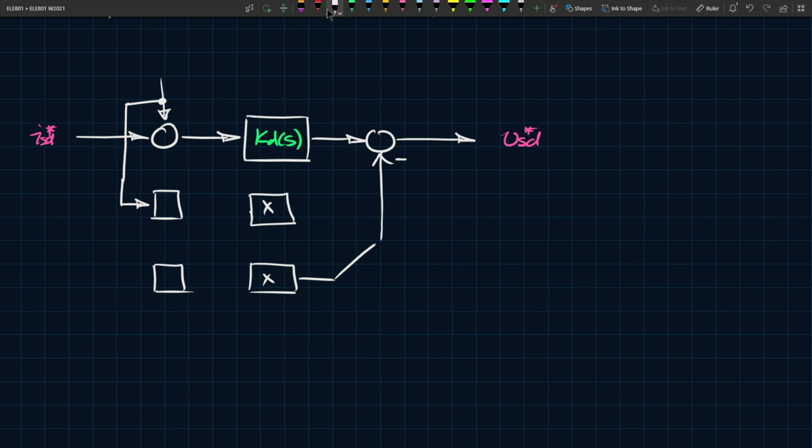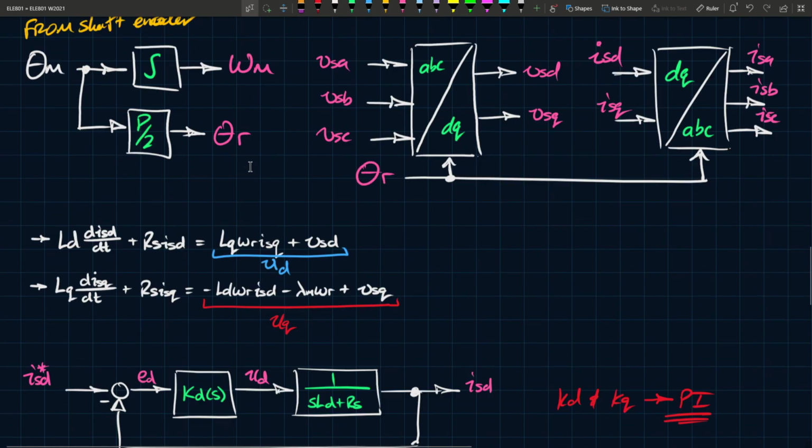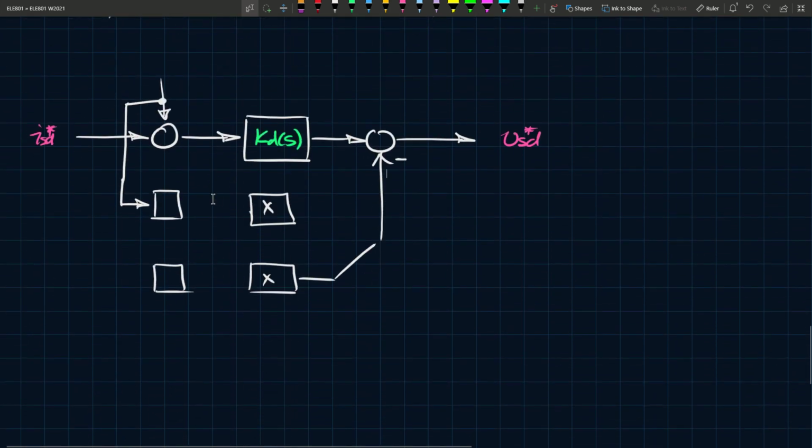This will decouple the coupling effect that we see here. So you see that ISQ adds to VSD, and then ISD adds to VSQ here. So the two are actually related. To decouple these, we simply take the expression we have, and we apply the negative sign, or the opposite polarity of it, such that the effect of the coupling is eliminated. And this is a general control concept. This is not unique to this type of machine. We've done this before in the induction machine.